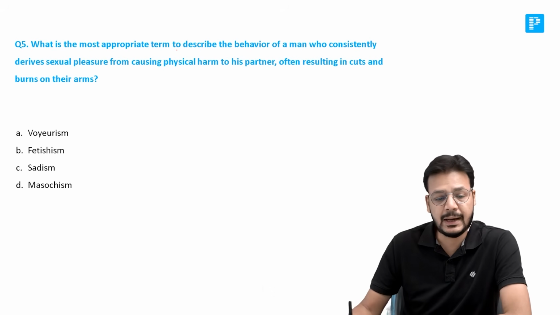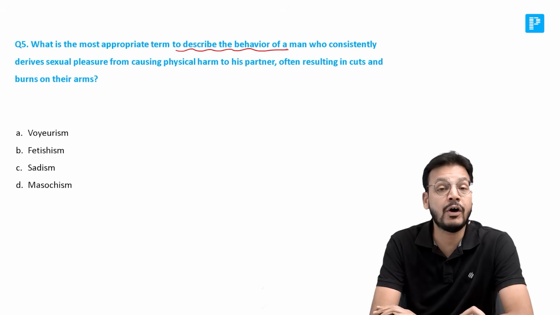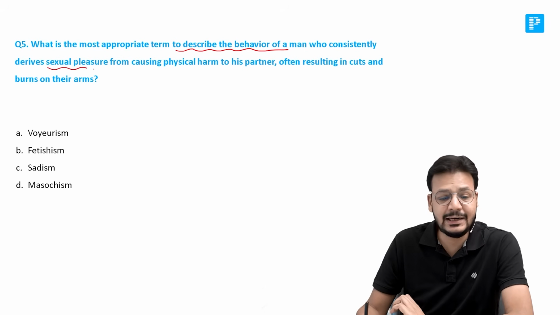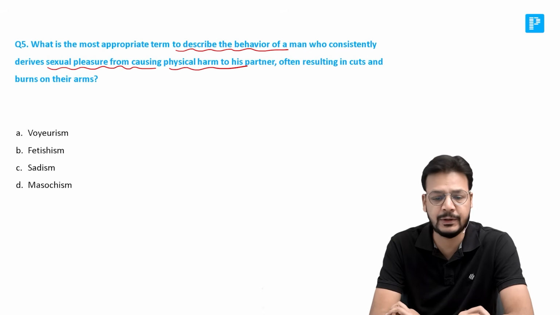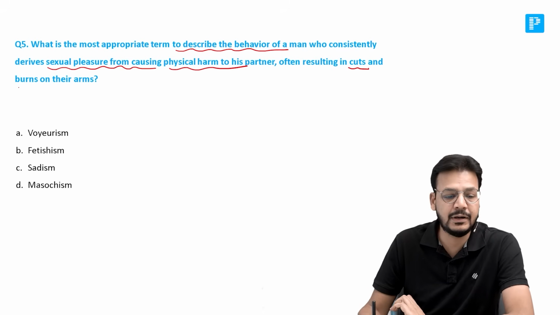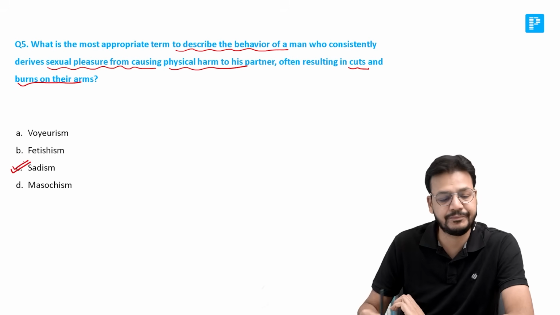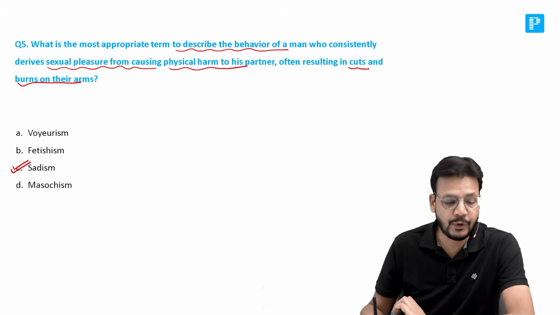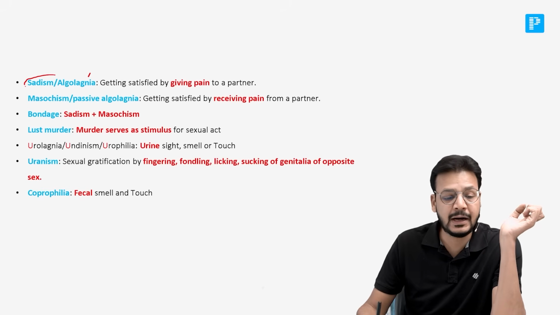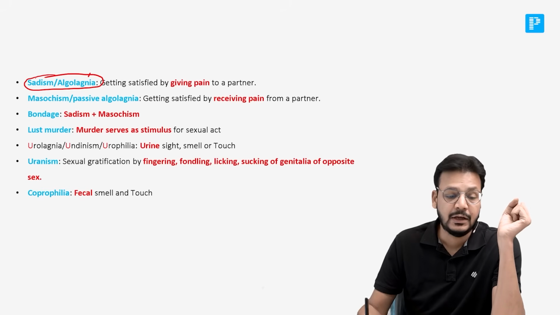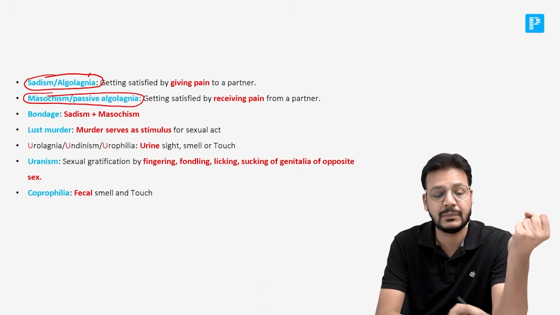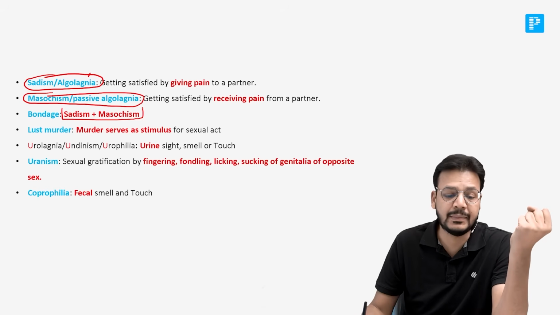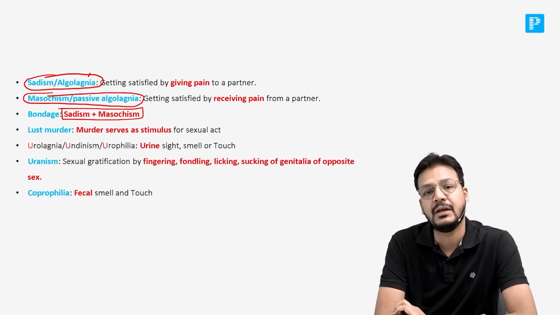Now, what is the most appropriate term to describe the behavior of a man who consistently gets sexual pleasure from causing physical harm to the partner, meaning giving pain to the partner, like cuts and burns on their arm? This is sadism. So you can see a few important words. Giving pain to the partner is sadism or algolagnia. Suffering pain from the partner is masochism or passive algolagnia. The combination of sadism and masochism is bondage.